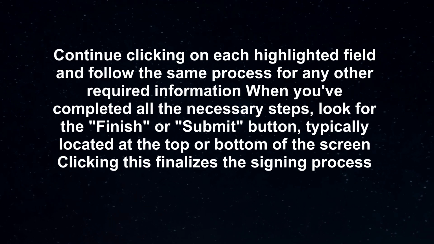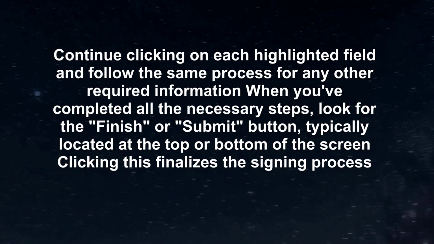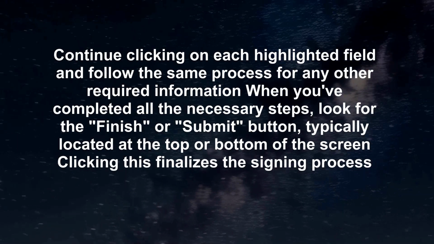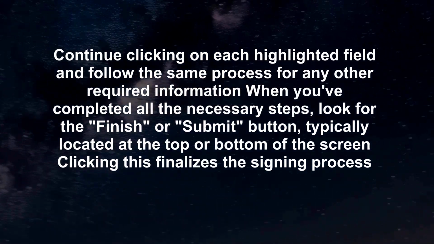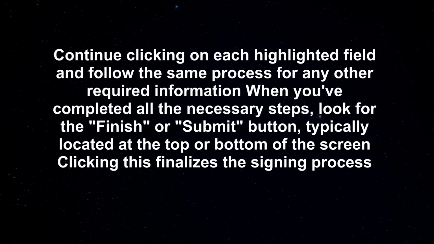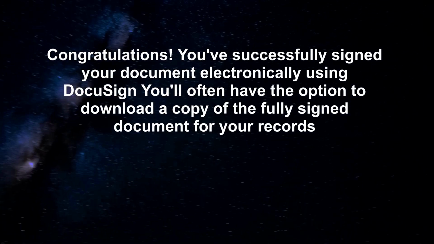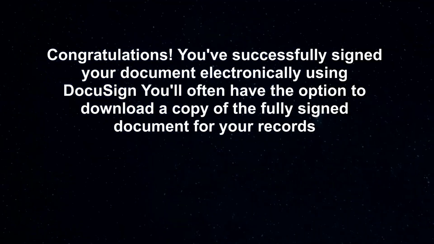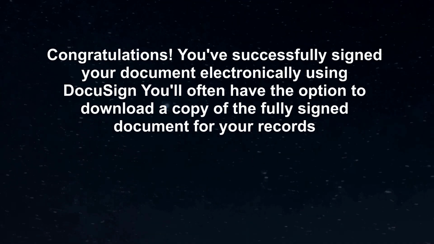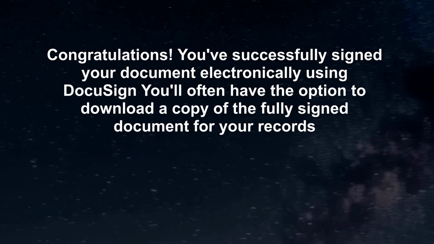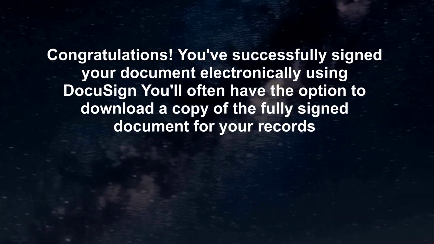When you've completed all the necessary steps, look for the Finish or Submit button, typically located at the top or bottom of the screen. Clicking this finalizes the signing process. Congratulations! You've successfully signed your document electronically using DocuSign. You'll often have the option to download a copy of the fully signed document for your records.